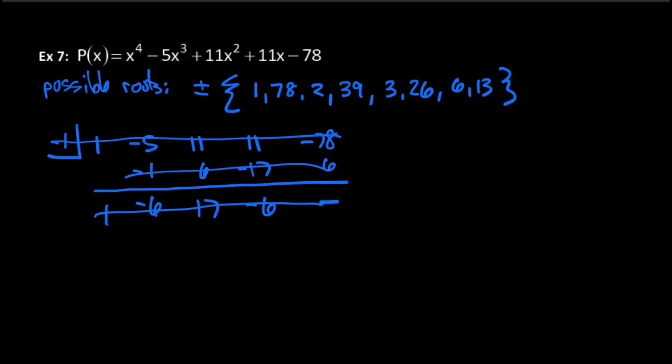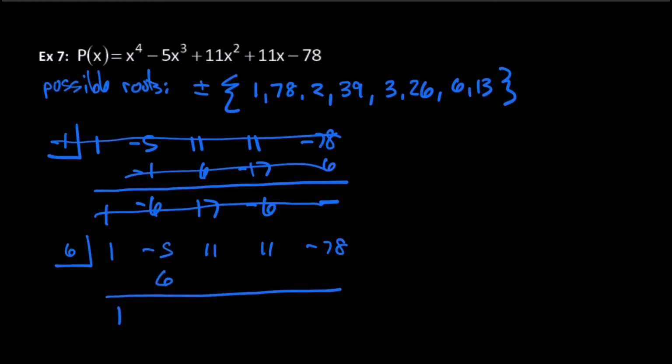How about, let's see, let's try 6. 1, -5, 11, 11, -78. 1 times 6 is 6. Add, that gives me a 1, that gives me a 6, that gives me 17. Wow. 6 times 17, I think that's 102. That gives me 113. 6 times 113 is a huge positive number. I know it's not going to be a root, but I get a positive here. I don't really need to know what it is.